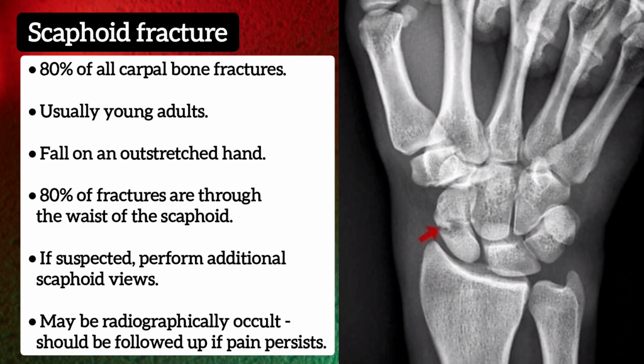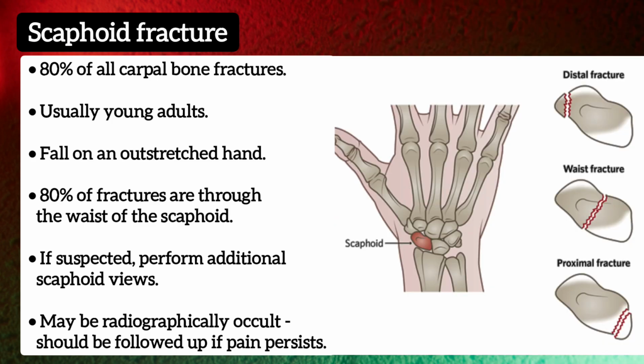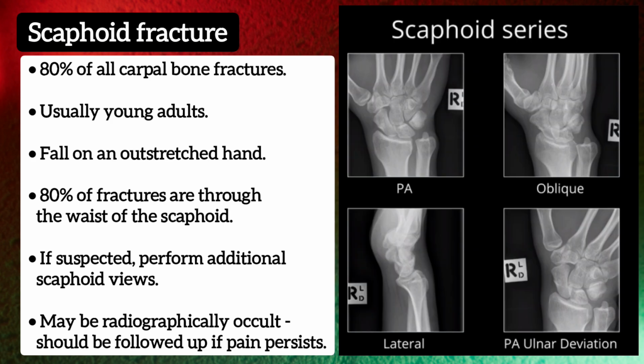Scaphoid fracture. 80% of all carpal bone fractures, usually young adults, fall on an outstretched hand. 80% of fractures are through the waist of the scaphoid. If suspected, perform additional scaphoid views. May be radiographically occult. Should be followed up if pain persists.